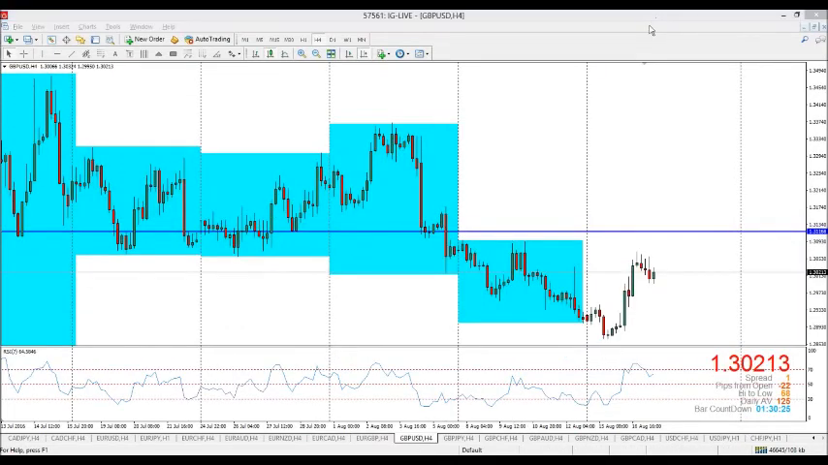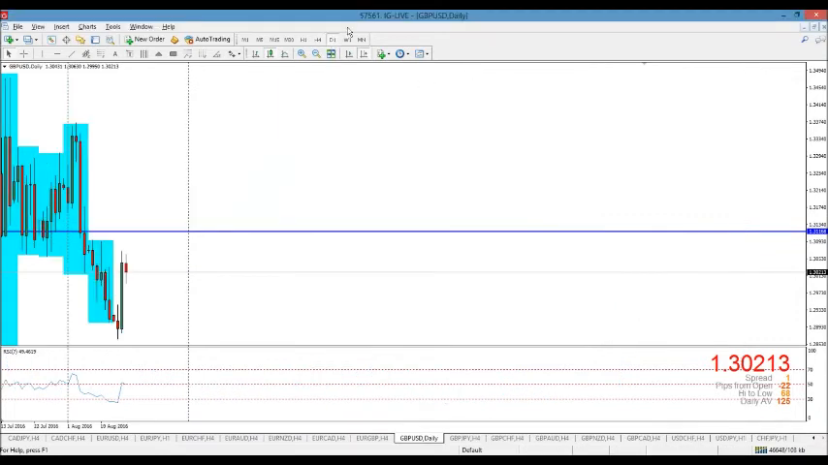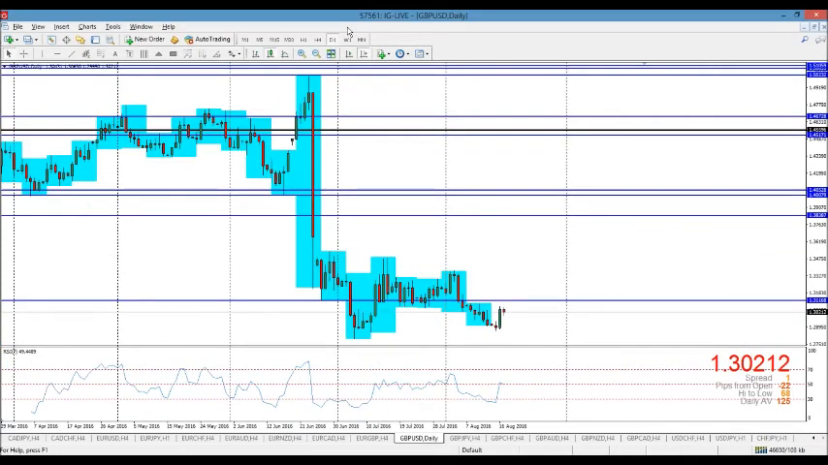Pound dollar has to be a short. I don't see any reason to buy this at this point of time. After the Brexit, there was this massive downturn. Seems like it's consolidating here.